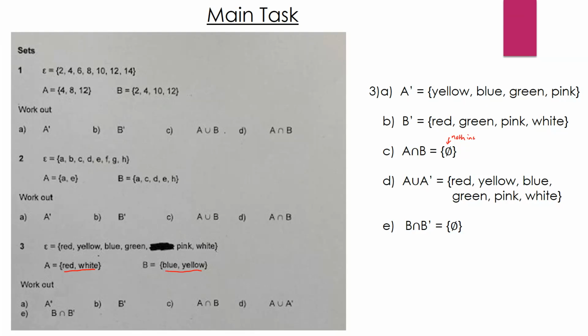Now we do that by placing a naught with a line through it. This means there's nothing in the set, and we would put that in between the brackets instead. For A union A complement, that's everything in A, or not in A, which is everything in the list. So everything needs to be listed. And what's in B and not in B? Well, nothing. So again, use the naught with the line through it. Well done, you've got all those questions correct.